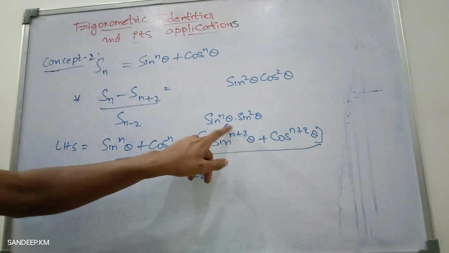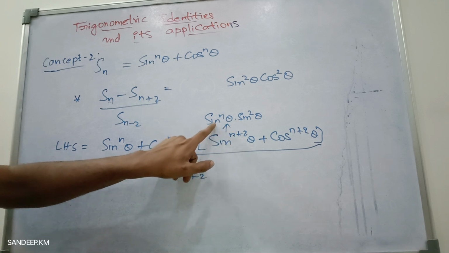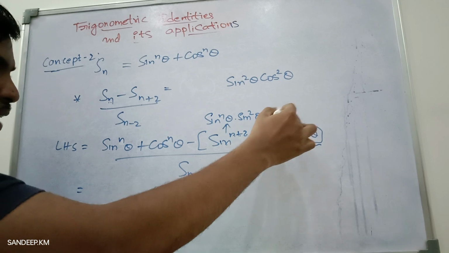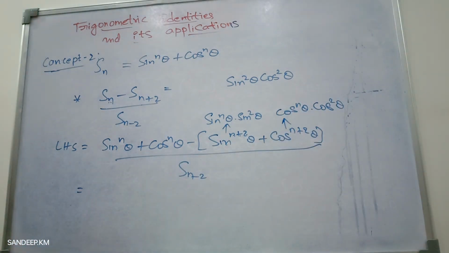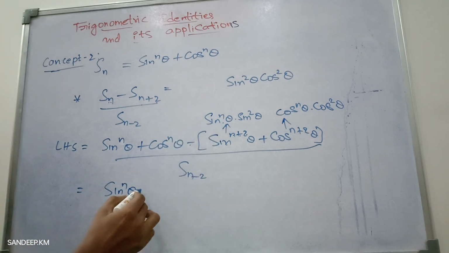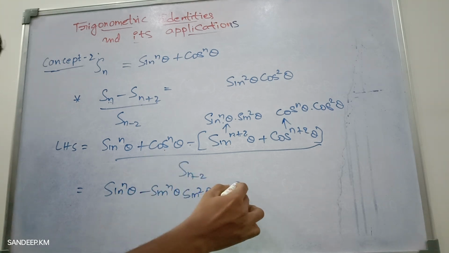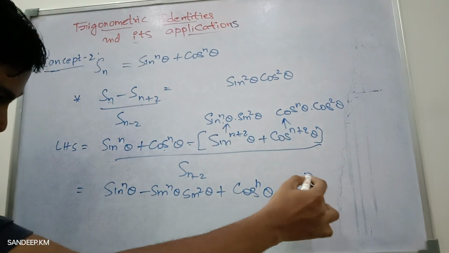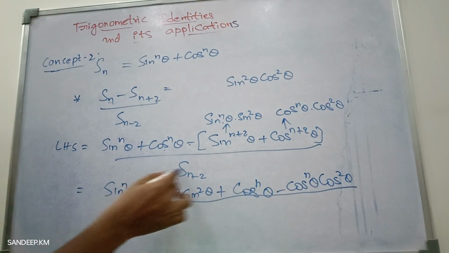A power m plus n means a power m into a power n. So sine theta power n plus 2 is sine power n theta sine square theta. Same way here also I can write this as cos power n theta into cos square theta. Okay, so now the first term is sine power n theta minus this, and next cos power n theta minus this, whole divided by this.